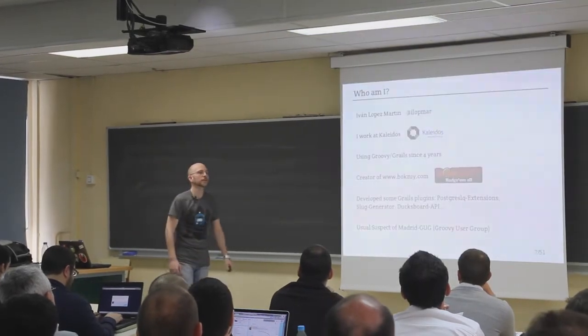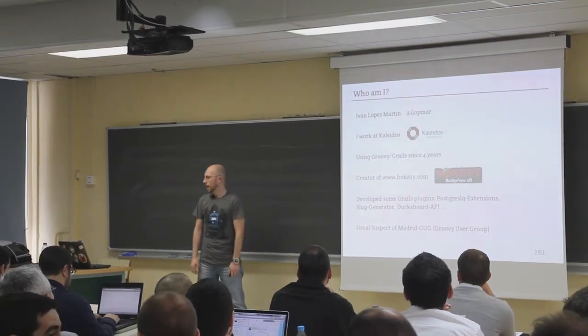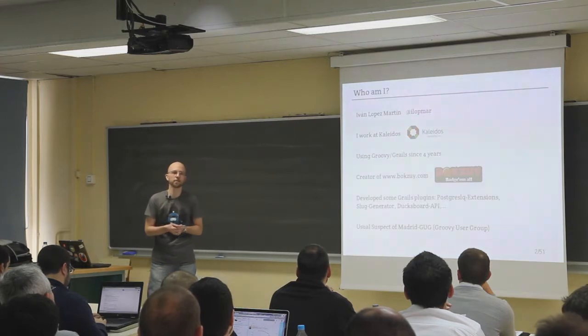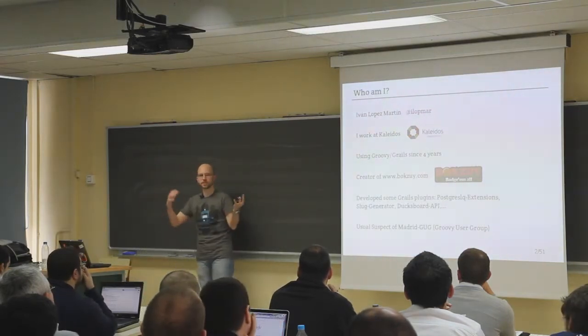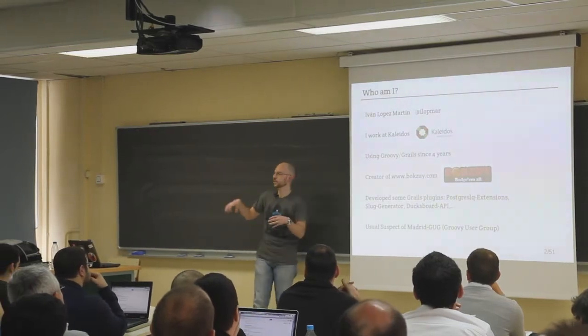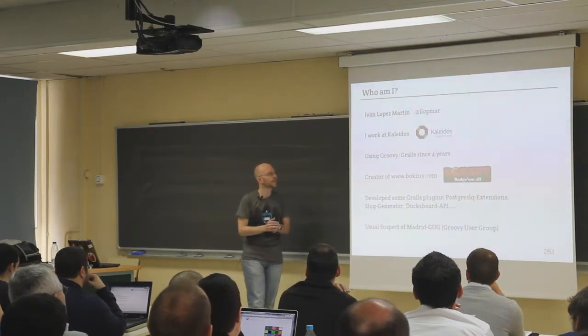So let's start. Who am I? I'm Iván López, at Pilotmar on Twitter. I work at Kaleidos. We are a technological company. We mainly develop web applications. We have two different teams. One team uses Groovy and Grails. Another team uses Python and Django. Of course, the Groovy and Grails things are the best.